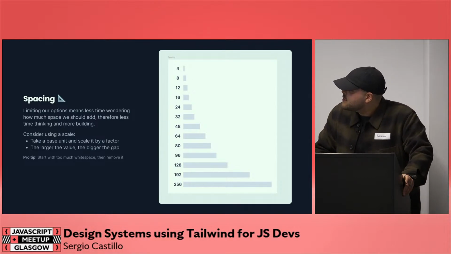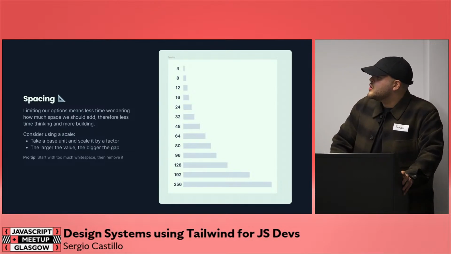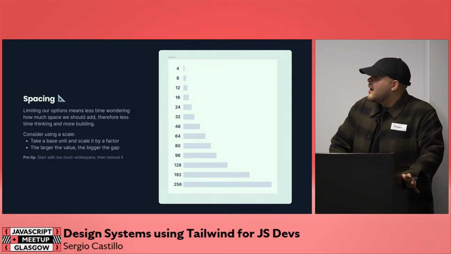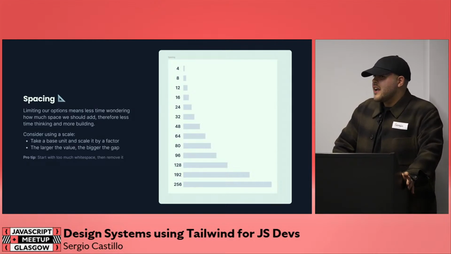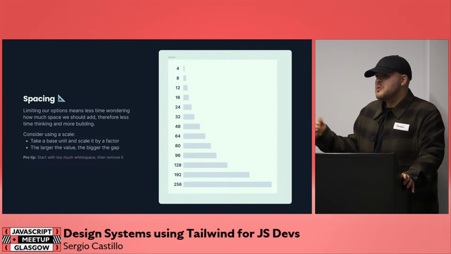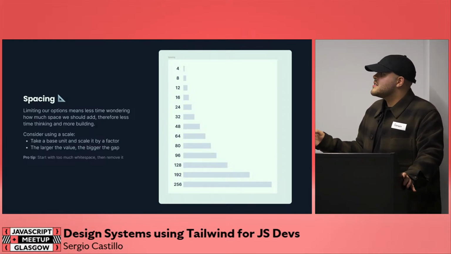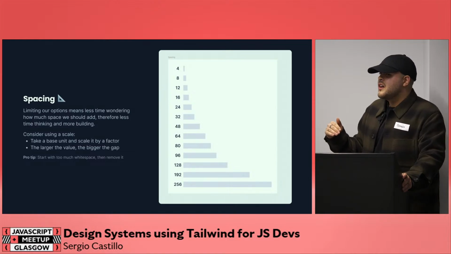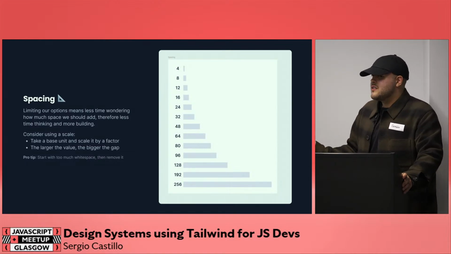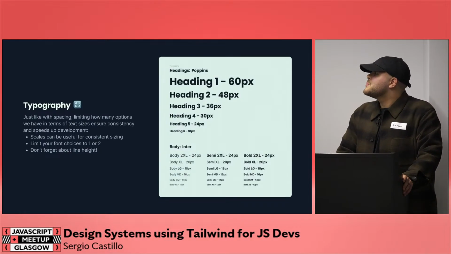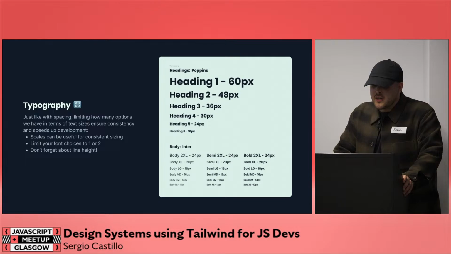Pro tip: if you're building anything and trying to make it look good and you don't know how much spacing you should add, just add too much space, clearly too much, and then start removing it. You're probably going to get to a reasonable set of spacing rather than starting from the bottom, where you leave it at 5 pixels and it looks a bit rubbish. Maybe not rubbish, but you could improve upon it.